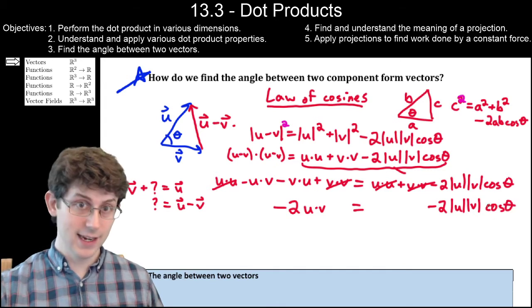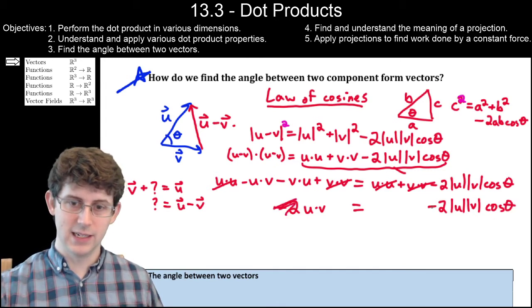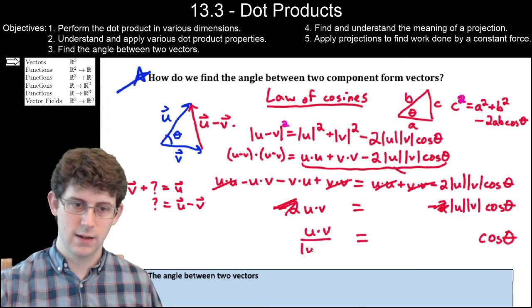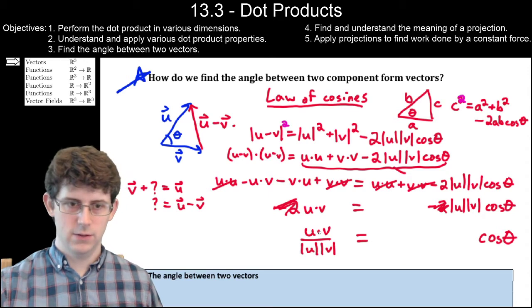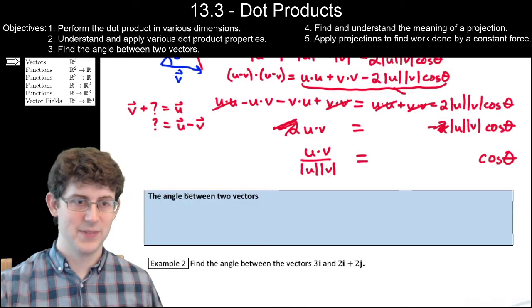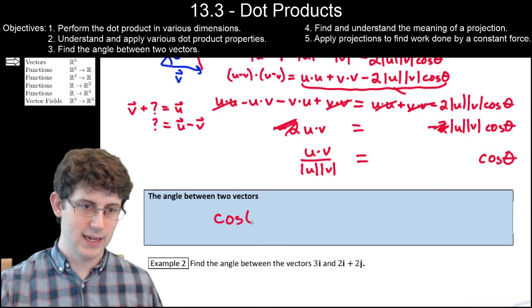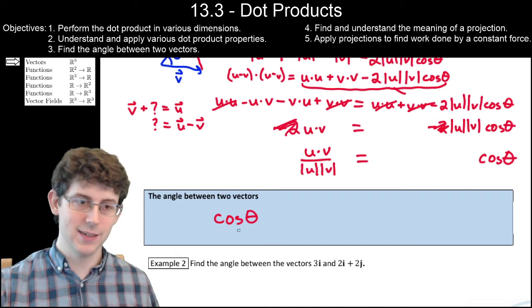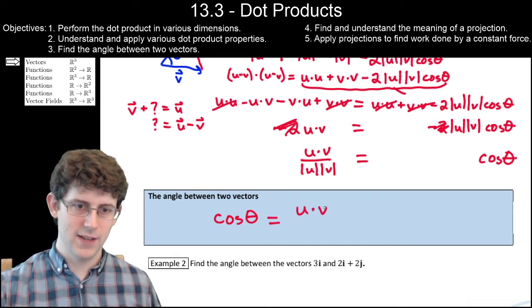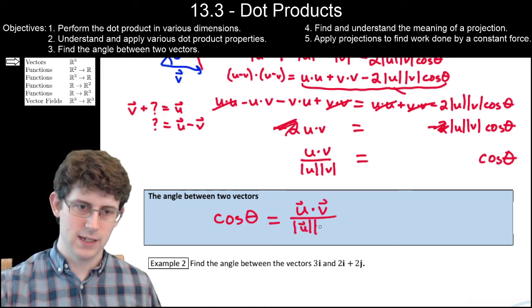If I solve for cosine theta, well, okay, divide by minus 2, and then divide by magnitude of u, magnitude of v, and I get the formula for how to find the angle between two vectors. You take u dot v and divide by their magnitudes. It's kind of awesome. So the angle between two vectors is given by, well, it doesn't tell you the angle directly, but it tells you the cosine of the angle, which is good enough. It's u dot v over the magnitude of u times the magnitude of v.